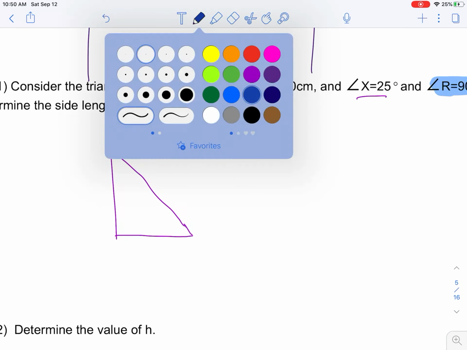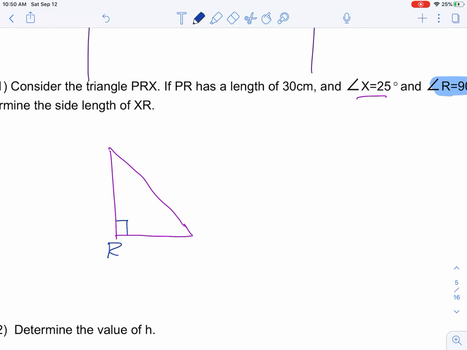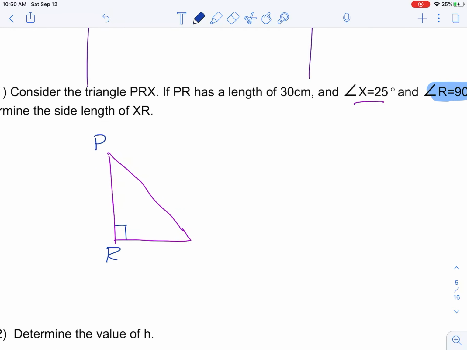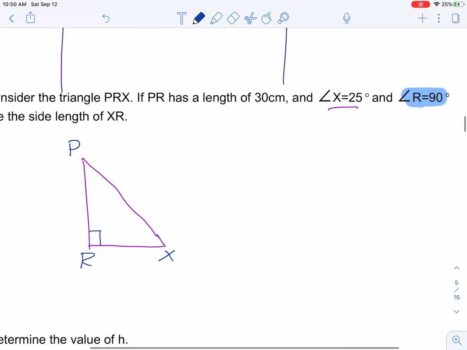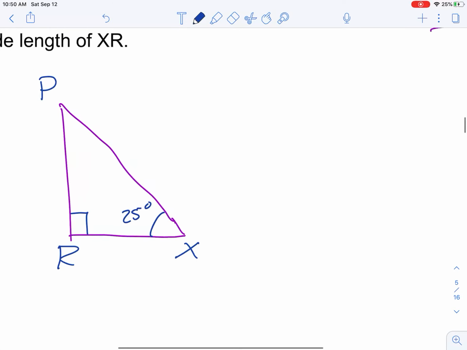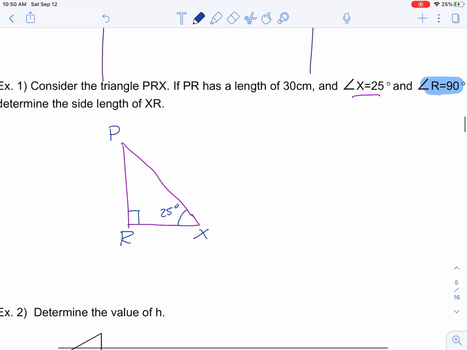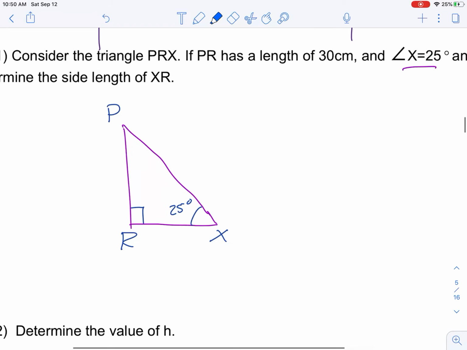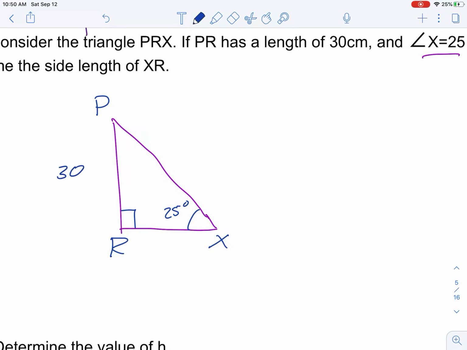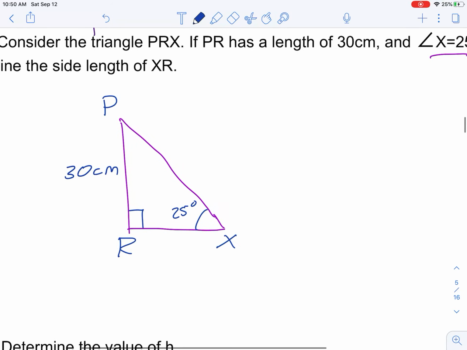So R has to be 90 degrees, so I'm going to make this R. Then here we could make this P and this X. Remember, it told us that angle X is 25 degrees, so here I'm going to put 25 degrees. It told us the length of one of these sides: PR has a length of 30 centimeters. Thus, PR, which is this length here, I can plug in 30 centimeters.